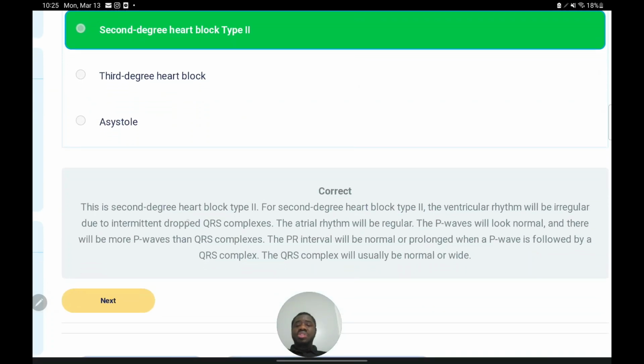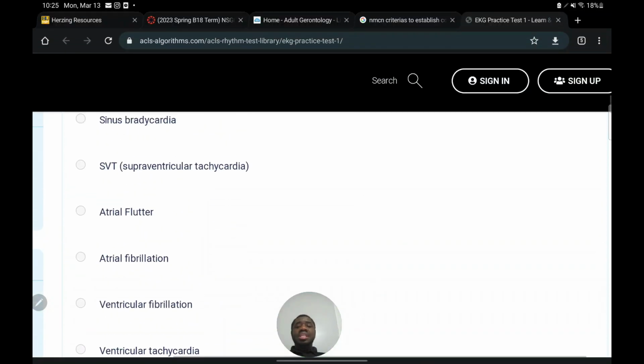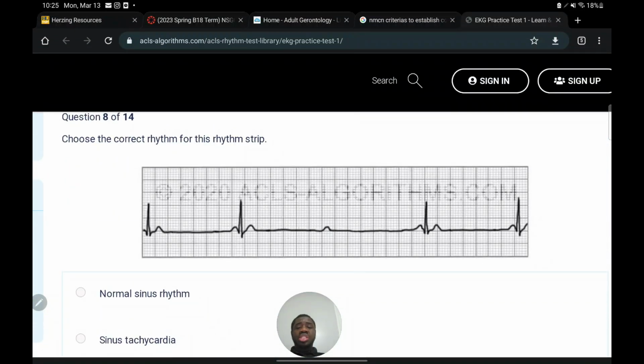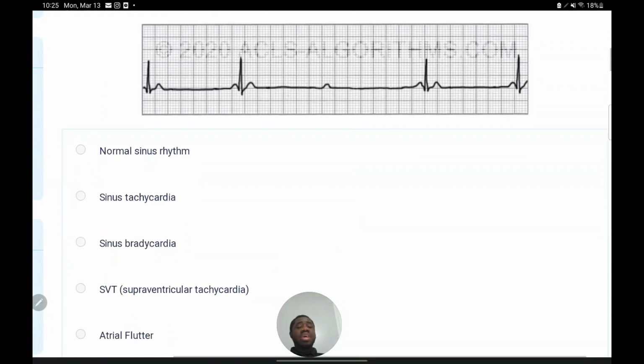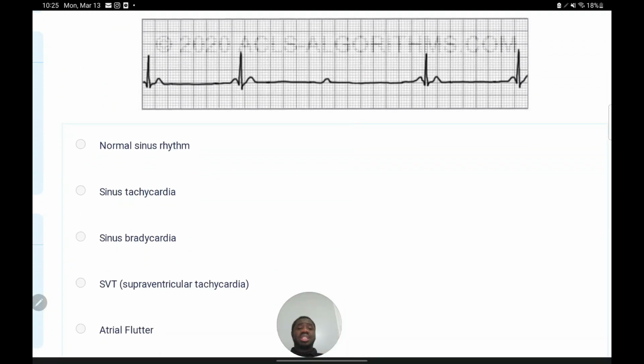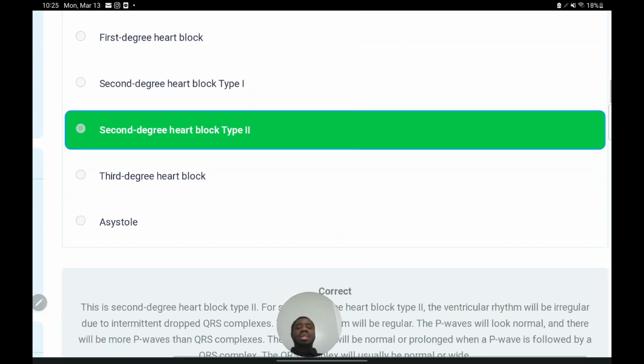So this is second degree heart block type 2. For second degree heart block type 2, the ventricular rhythm will be irregular. You can see that the ventricular rhythm, which shows the QRS complex, is irregular. That is, at some points we have the QRS complex, in another point it is absent, so it is irregular.